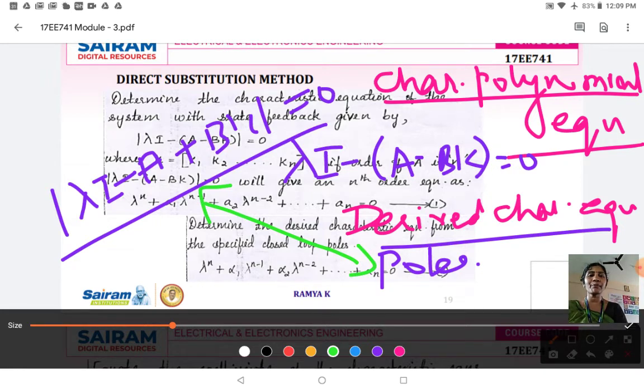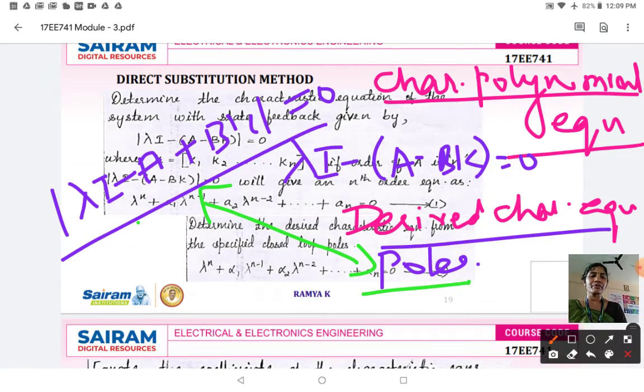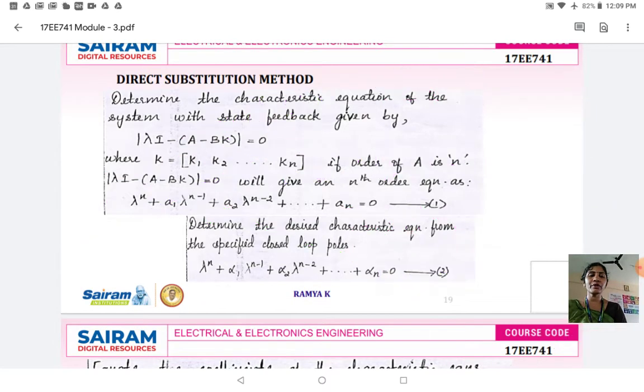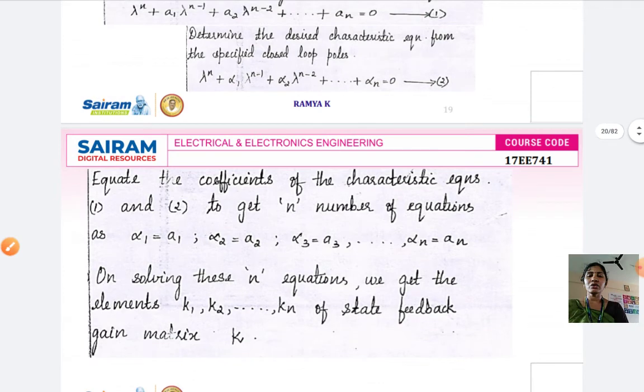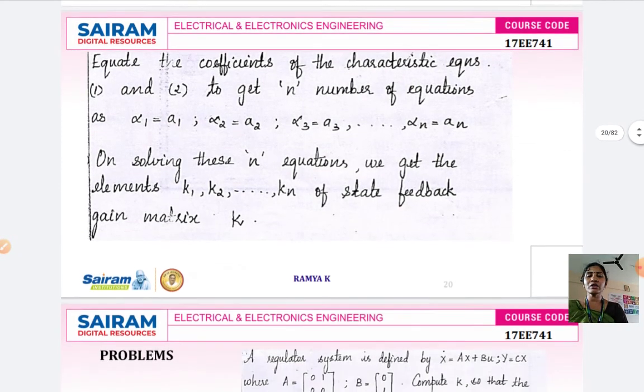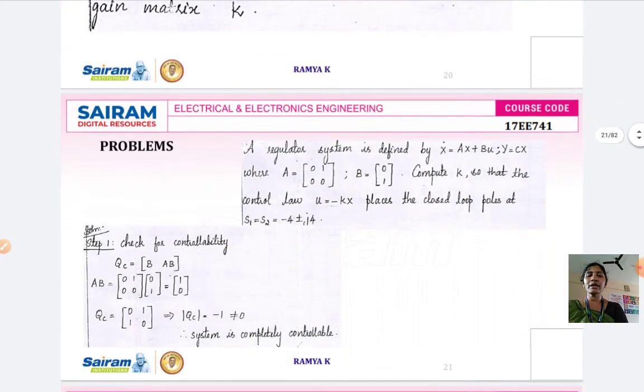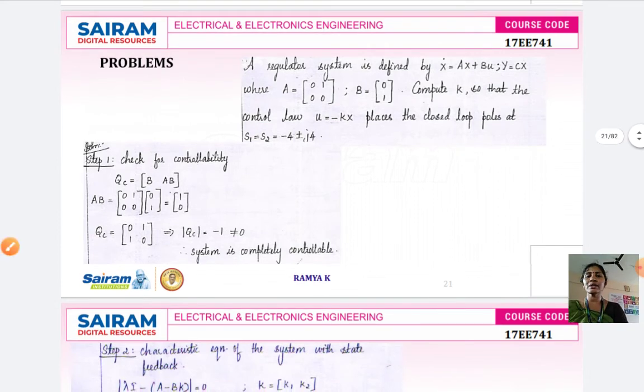That is, you need to compare the powers of s between your characteristic polynomial equation and the desired characteristic polynomial equation to obtain the desired location. This is how you need to identify your direct substitution method. So here we'll be getting the coefficient. Through a problem, I will help you understand the direct substitution method.